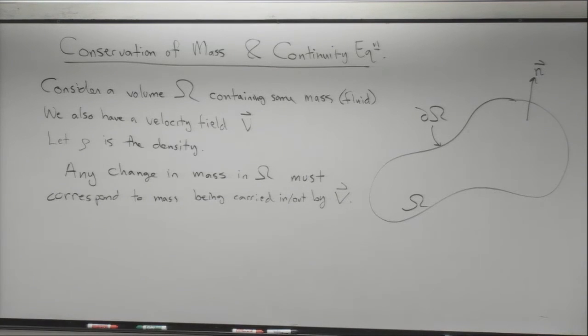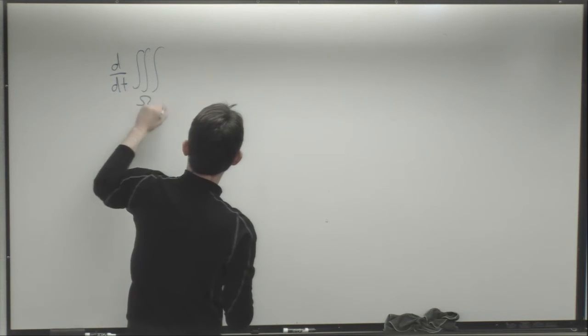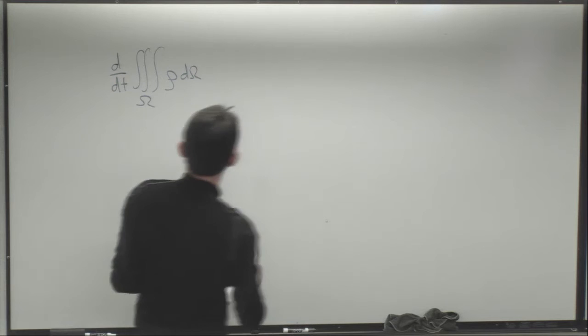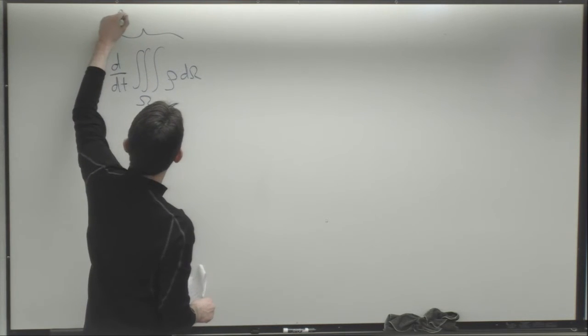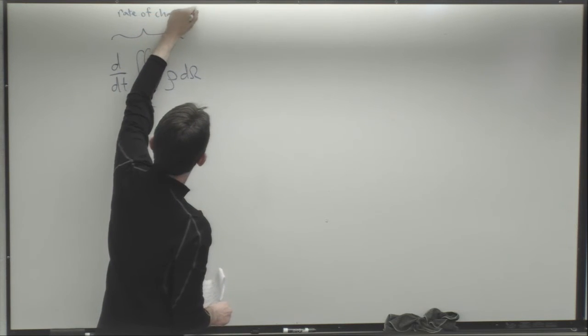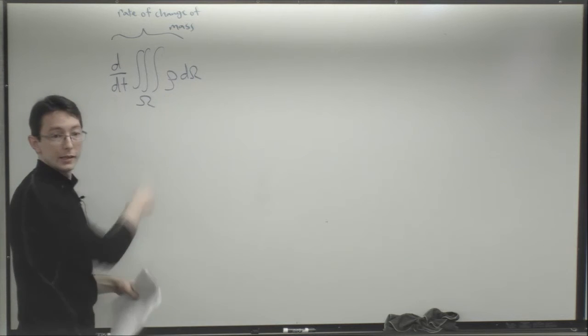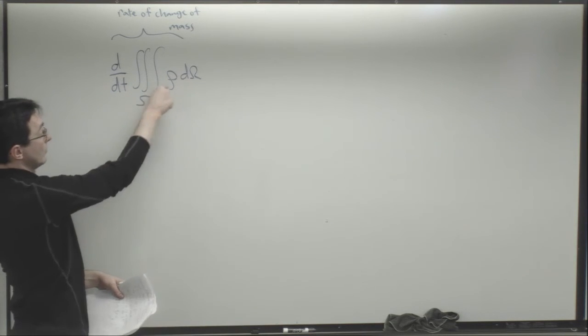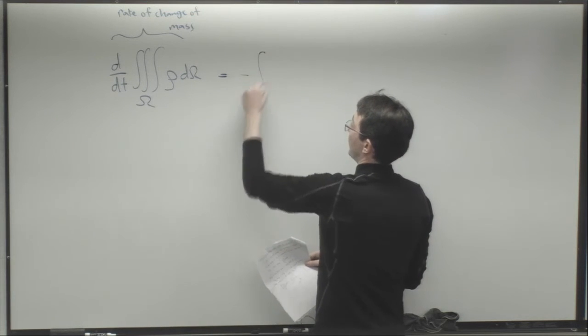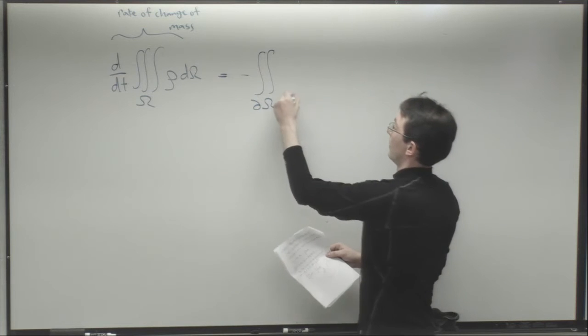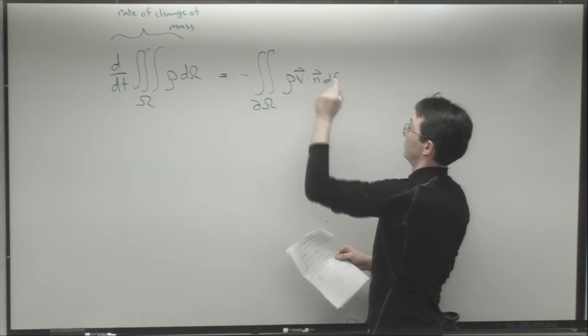And so we're going to write this using Gauss's theorem. So we're going to say that any change in mass is d/dt of a volume integral of rho d omega. Okay? So this is the rate of change of mass. My volume integral of my density gives me the total mass. The rate of change of that is the rate of change of my mass. And this is equal to the flux out of the surface of rho v dot n d surface.